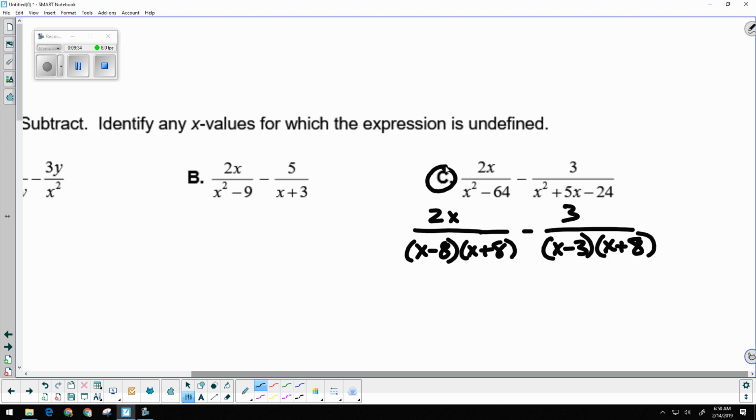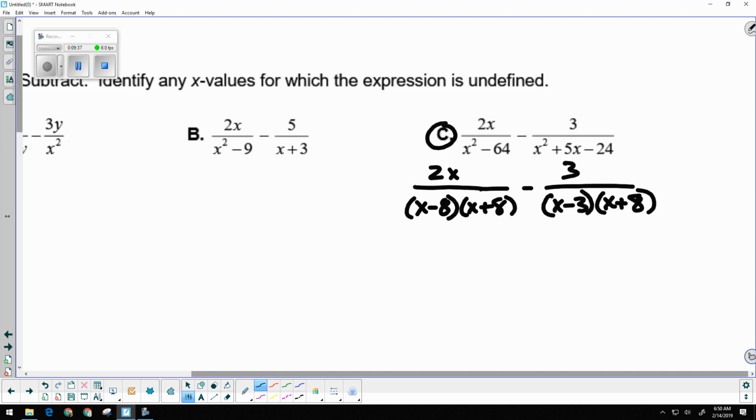Now at this point, we're going to find our LCM, or our least common denominator. The first thing I'm going to look for is factors they share. Well, they share an x plus 8, so x plus 8 is part of my common denominator. Then what do they not share? Well, they do not share x minus 8 or x minus 3, so both of those are part of my common denominator. So x minus 8 times x minus 3. All three of these are part of my common denominator.